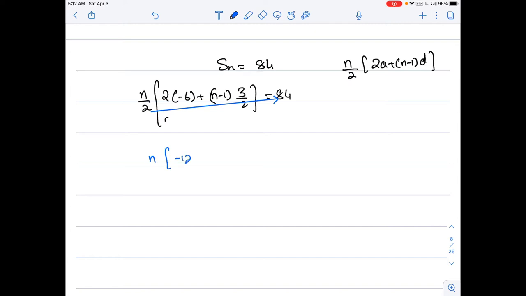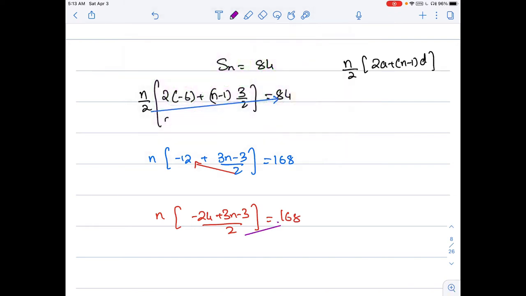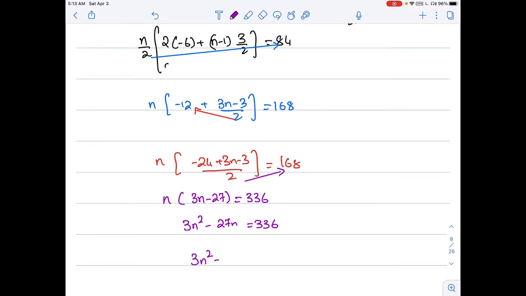n times (negative 12 plus 3n minus 3) upon 2 is equal to 168. Then again, what am I going to do? I am going to do this cross multiplication. So it becomes n times (negative 24 plus 3n minus 3) is equal to 336. So n times (3n minus 27) is equal to 336. So 3n squared minus 27n is equal to 336. So I get 3n squared minus 27n minus 336 is equal to 0.